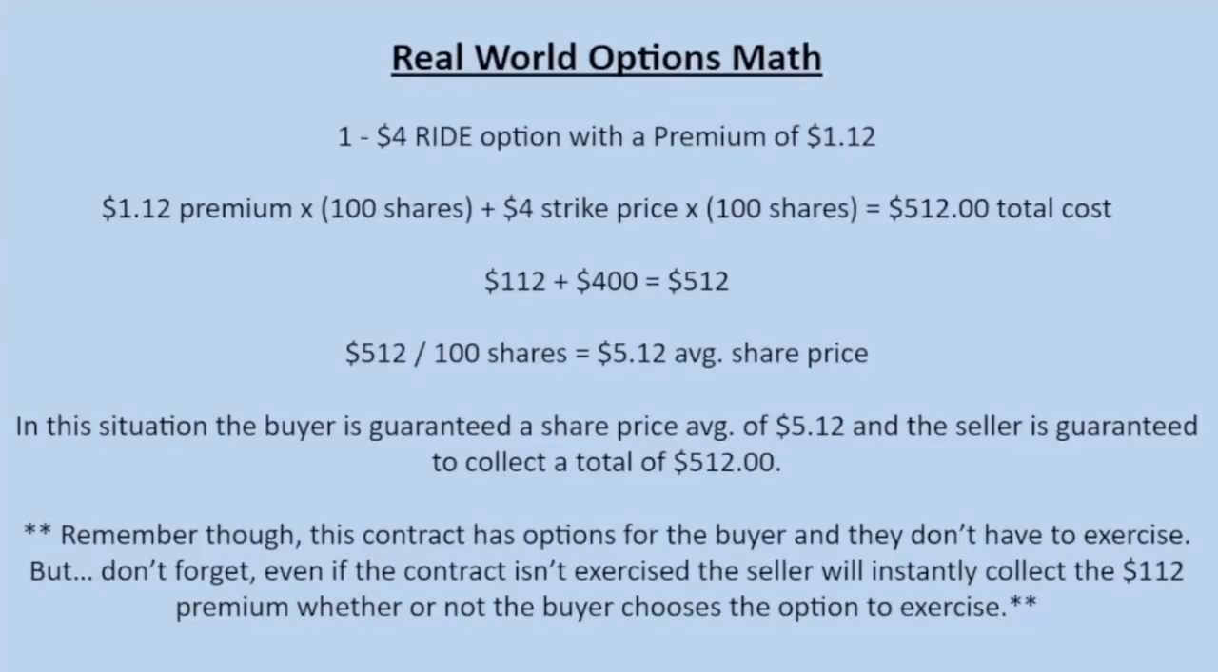In this situation, the buyer is guaranteed a share price average of $5.12, and the seller is guaranteed to collect a total of $512. Remember though, this contract is options for the buyer, and they don't have to exercise. And even if the contract isn't exercised, the seller will still collect instantly the premium that opened the contract. He's going to keep that no matter what, whether the contract gets exercised or not.